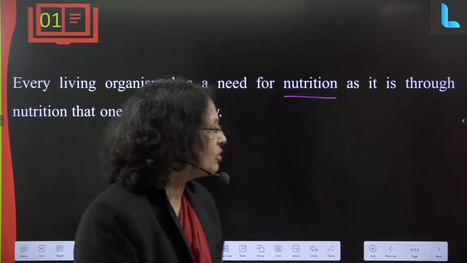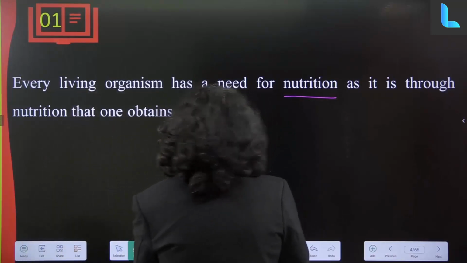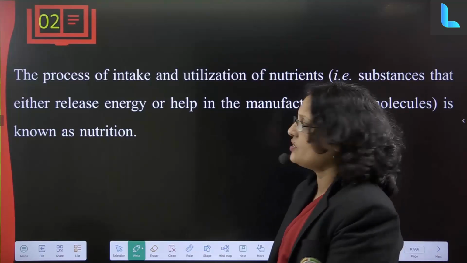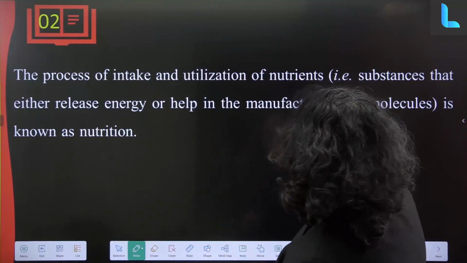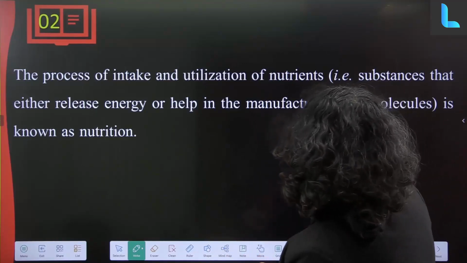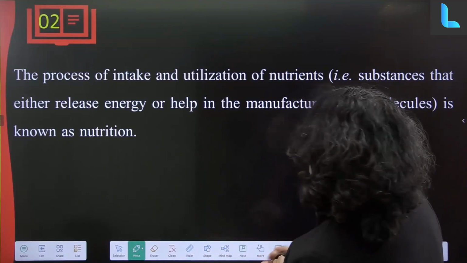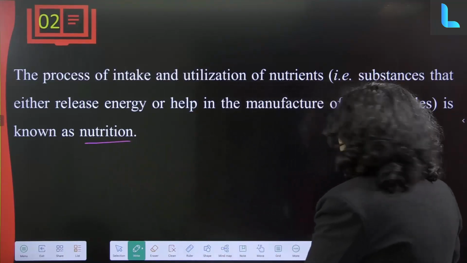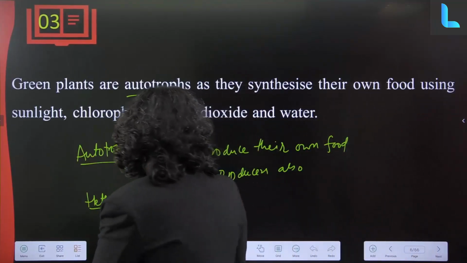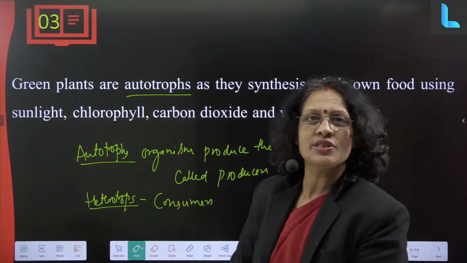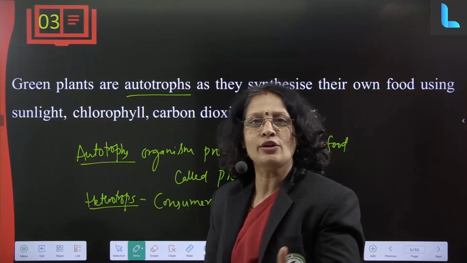Now let us see how nutrition can be in plants as well as animals. Let us discuss the process of intake and utilization of nutrients. Substances that release energy or help in the manufacturing of biomolecules, that is known as nutrition. Now let's see here. In green plants, as we just discussed, there are two types, autotrophs and heterotrophs.